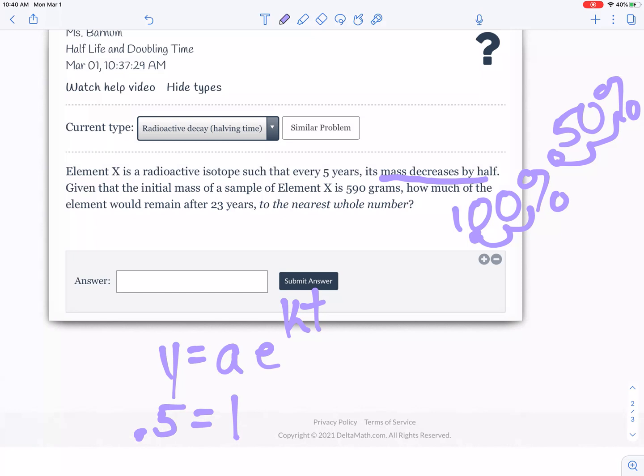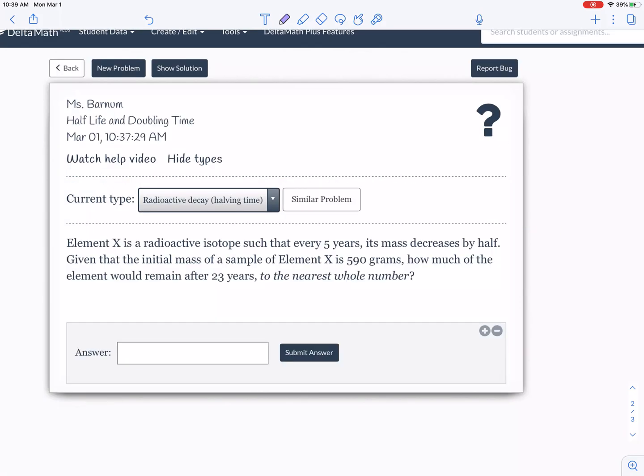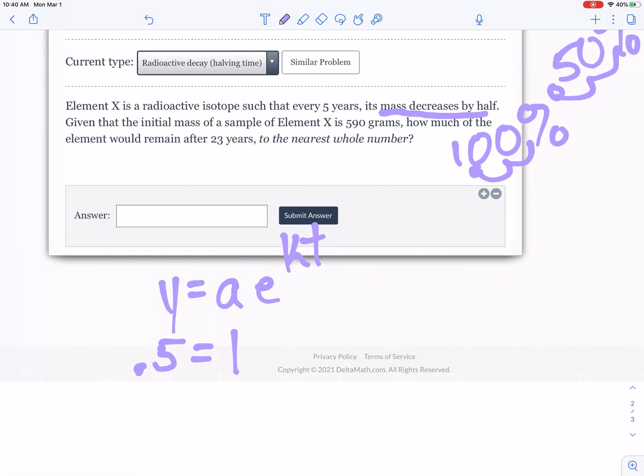Element X is a radioactive isotope such that every 5 years, but that's what I'm going to use is these percent values. I don't know what k is. That's actually what you're solving for this time. And then t is going to be the 5 years, because that's how long the half-life is, 5 years. So I just multiply that there.